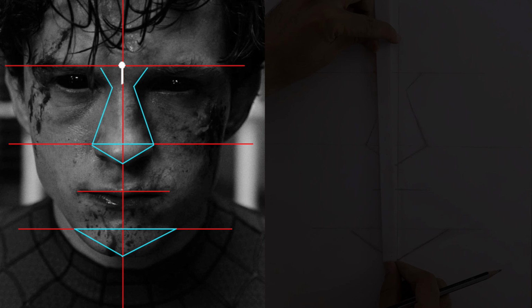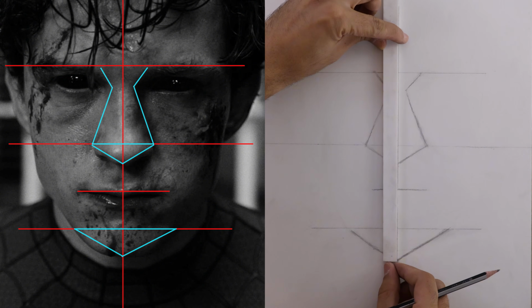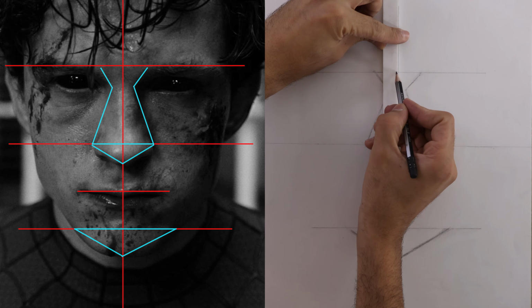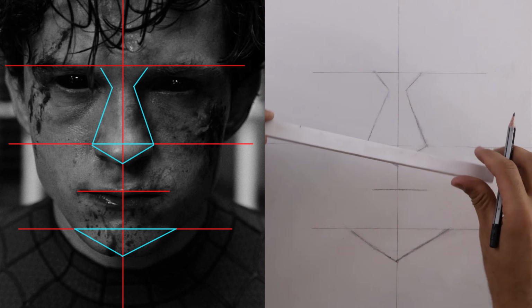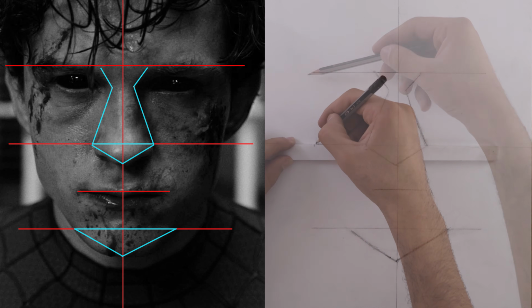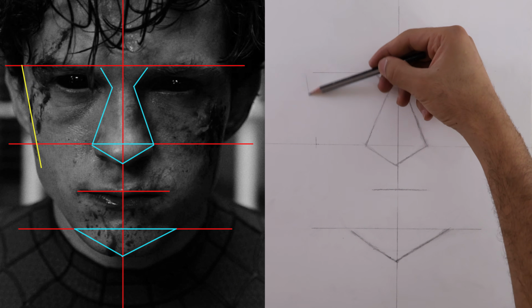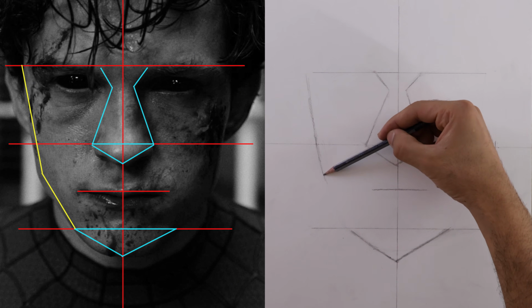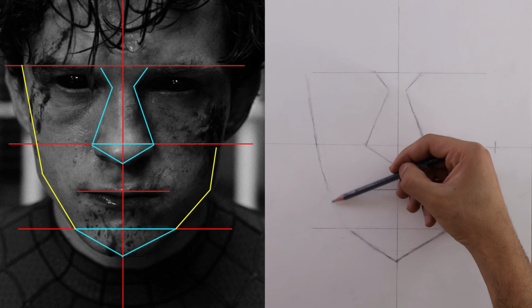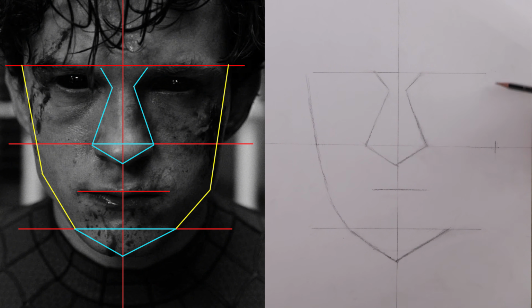Now, where do the lips go? Simple. Take the distance between those last two lines, split it in half, and that marks the top of the upper lip. Now here's the part that personally used to trip me up, until I fixed it. Face width. This is what lets you place the internal features without the face coming out too wide or too narrow.